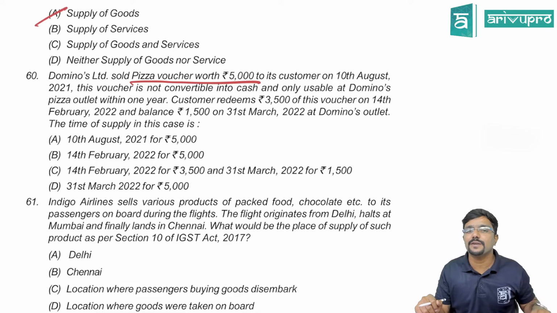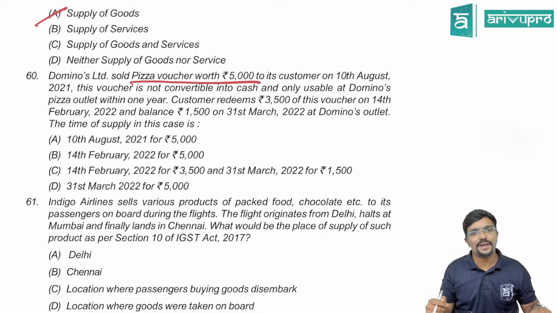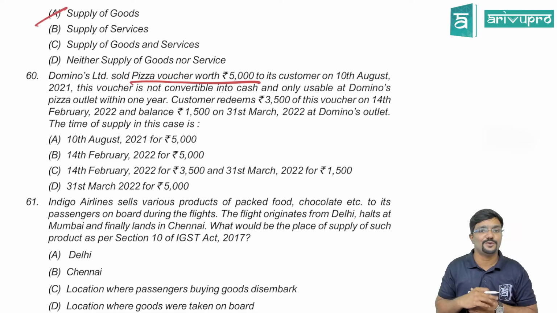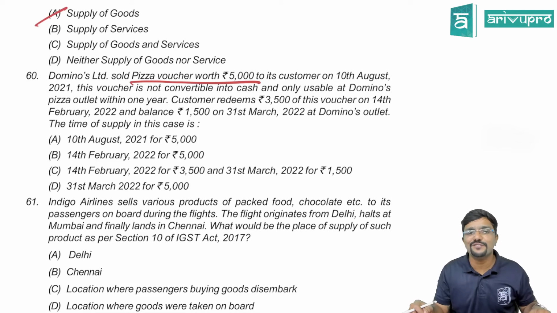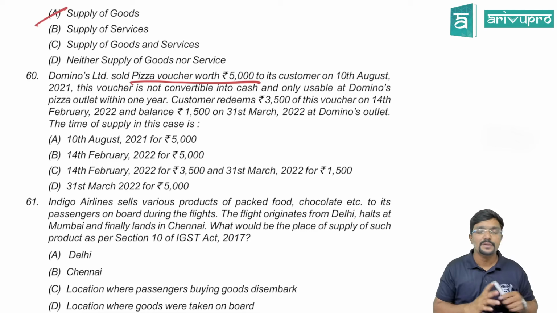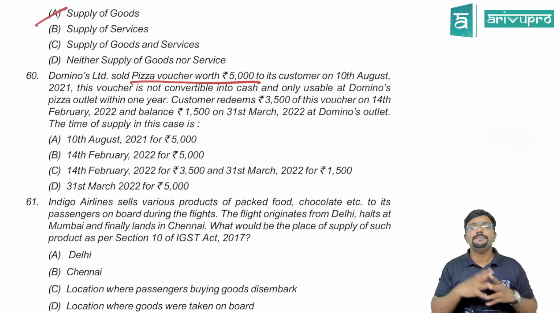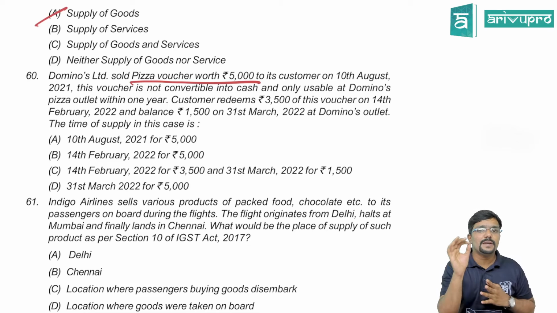This voucher is not convertible into cash and only usable at Domino's Pizza outlet within 1 year. Customer redeems 3,500 of this voucher on 14th February, and balance 1,500 on 31st March 2022 at Domino's outlet. The time of supply in this case, with respect to voucher, is under section 12 subsection 4, as it is a goods, it will tell time of supply.